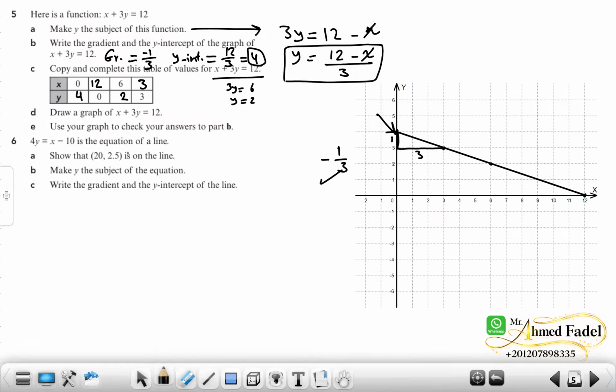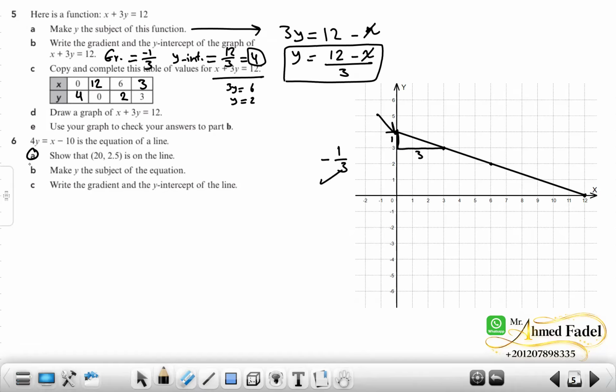Show that 20 and 2.5 is on the line. This is also from lesson 10.2. So show that 20 and 2.5 is on the line. So what am I going to do? I'm going to substitute x with 20 and I will see if y will be really 2.5 or not.